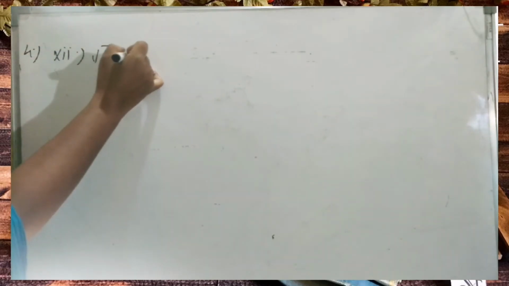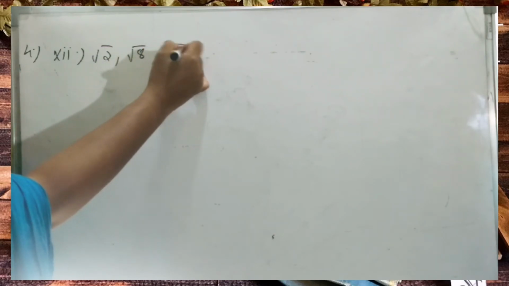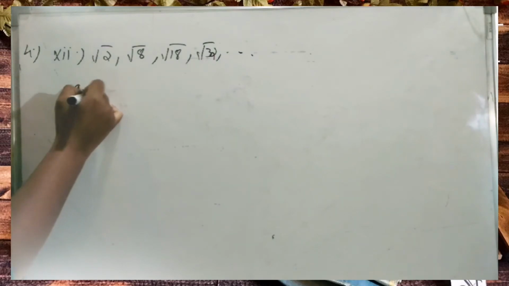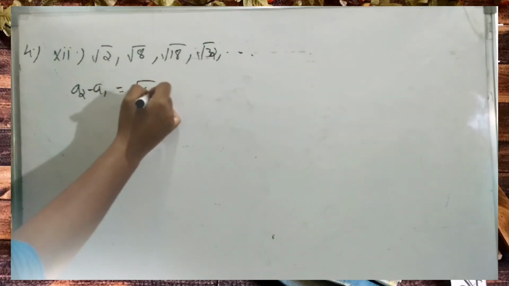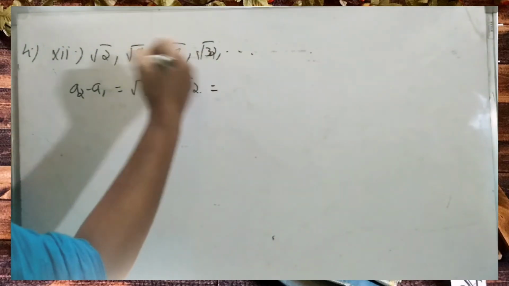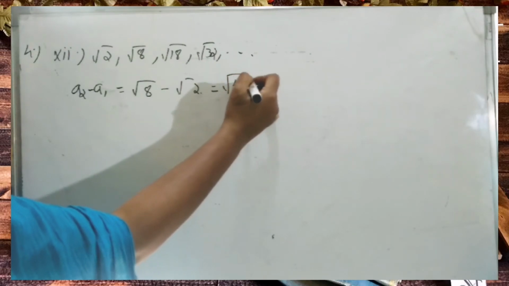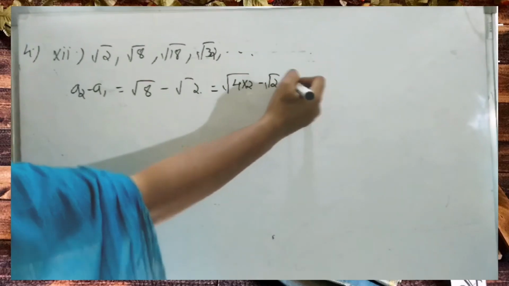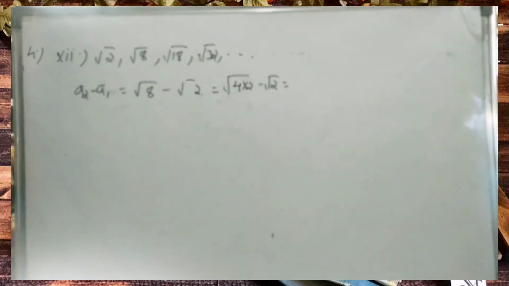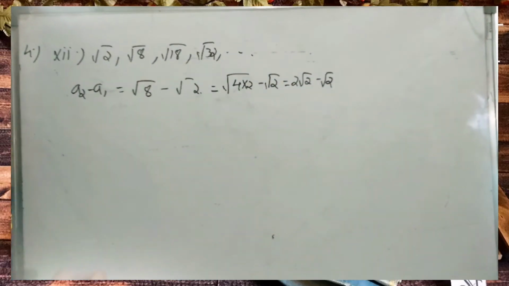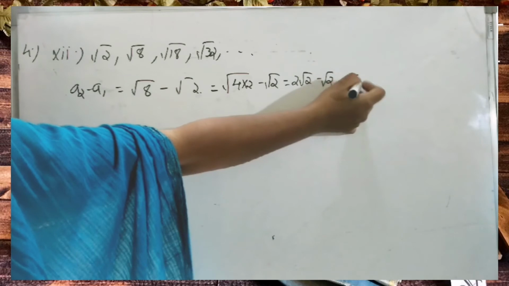Next one, root 2, root 8, root 18, root 32, etc. Then a2 minus a1 is equal to root 8 minus root 2. Root 8 we can write as root of 4 into 2, minus root 2. The 4 we can take outside of the root, then that is 2 root 2 minus root 2. 2 root 2 minus root 2 equal to root 2.